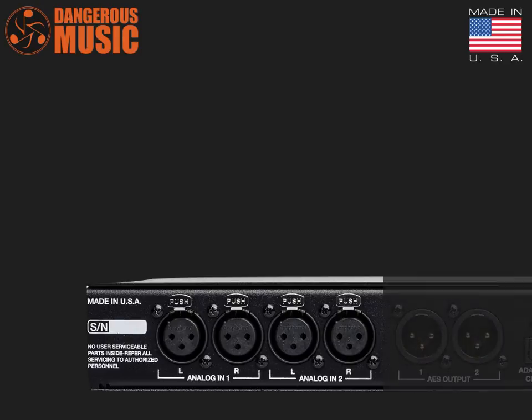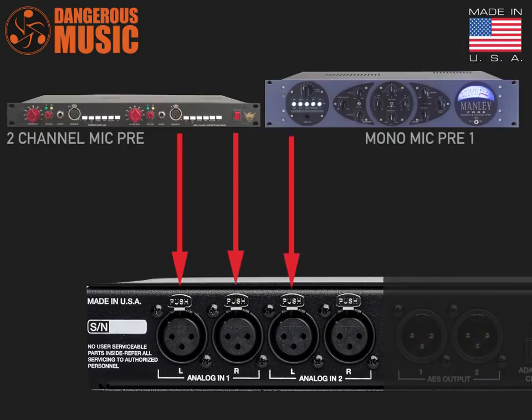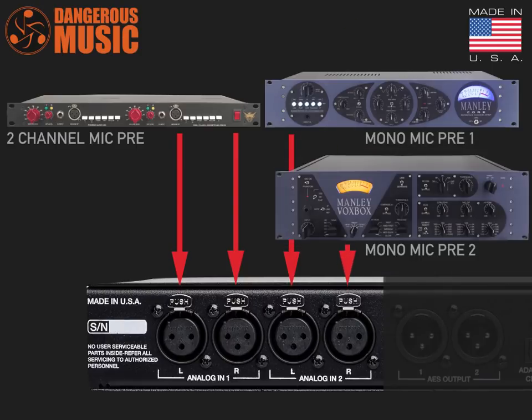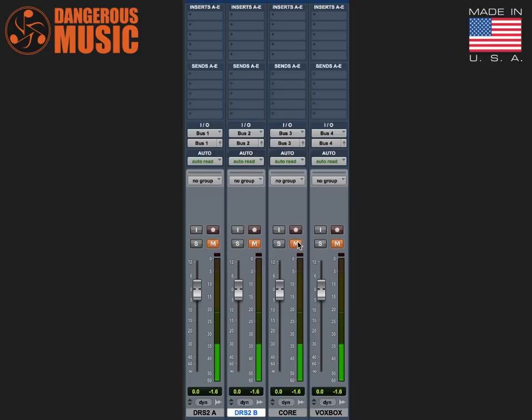Or use input 1 and input 2 for tracking to A/B sonic options. Connect two stereo or four mono mic preamps. Obviously, you will have to mute and unmute in the DAW for auditioning individual mono paths.